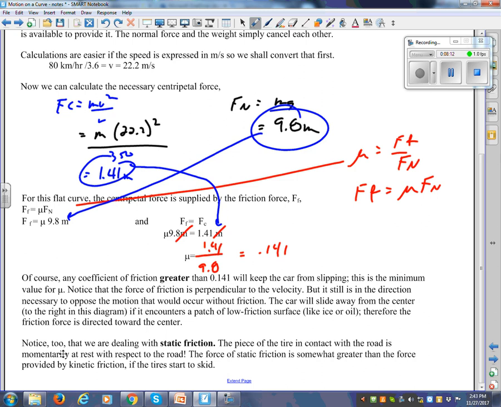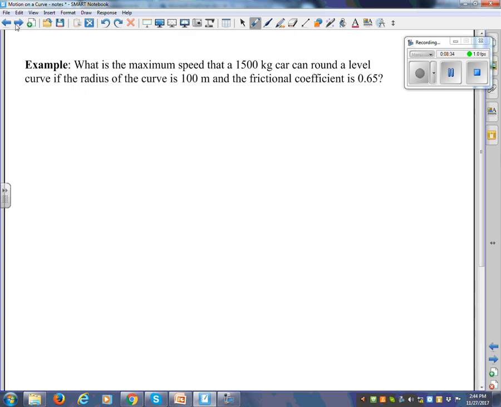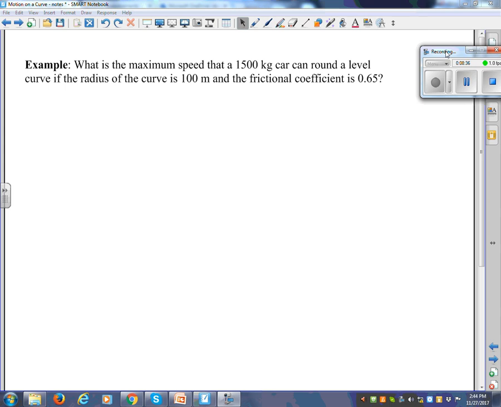Notice too that we are dealing with static friction, which is friction at rest. The piece of tire in contact with the road is momentarily at rest with respect to the road. The force of static friction is somewhat greater than the force provided by kinetic friction if the tires start to skid. Once you start to skid, it's hard to stop because kinetic friction is less. Okay, now we're going to come up with some kind of crazy formula here.